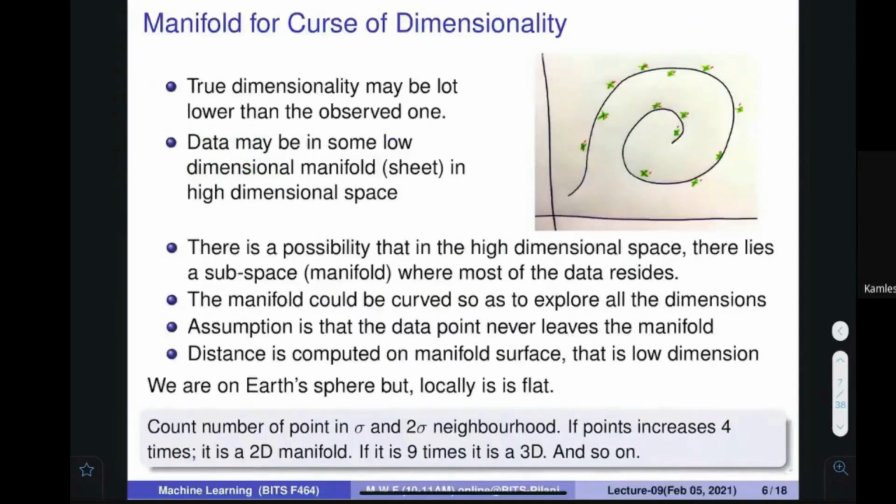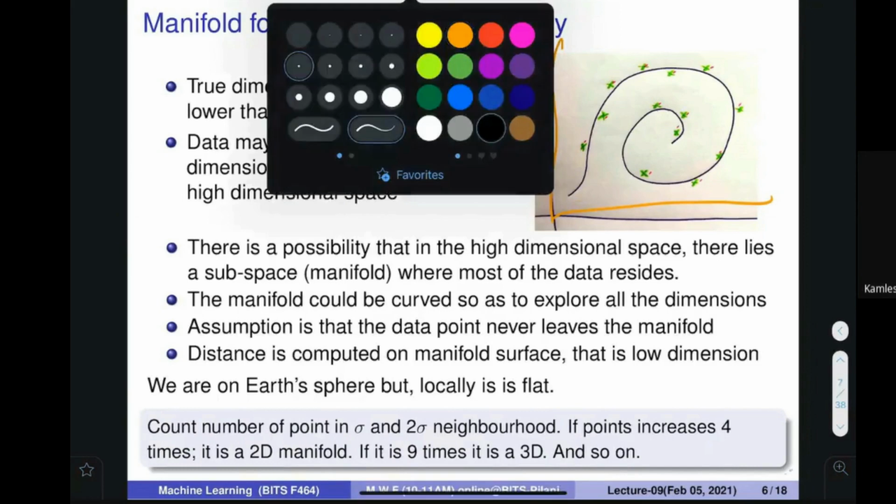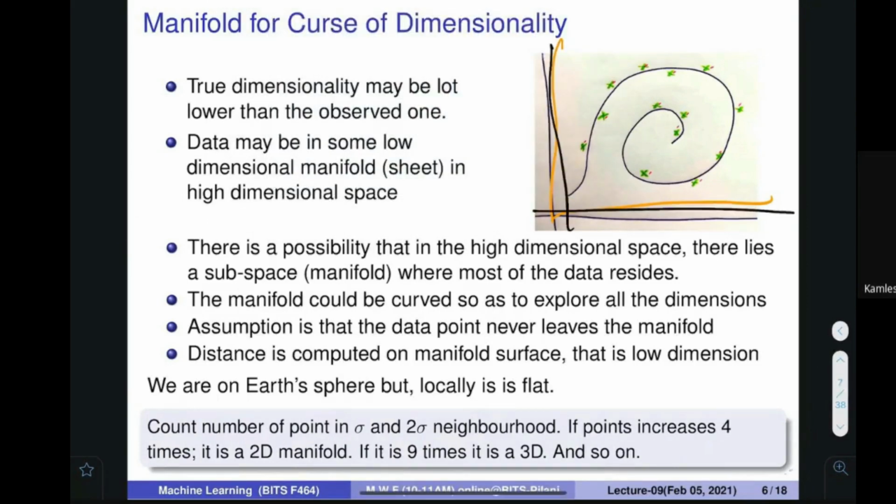So you understand what the problem is. One solution could be that sometimes people can find out that, for example, this is two-dimensional data. You can see that this is two-dimensional data because the points are here, here, here, here in this particular space. So it is two-dimensional data.